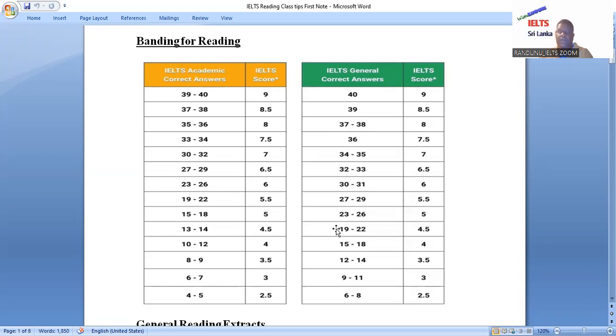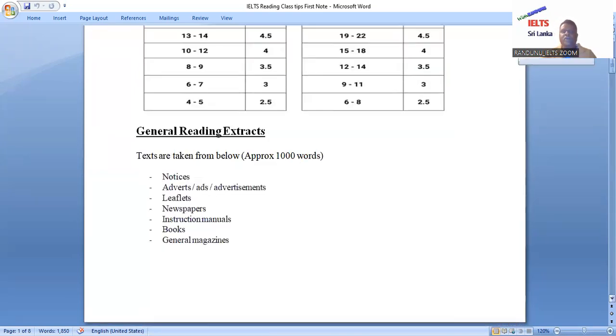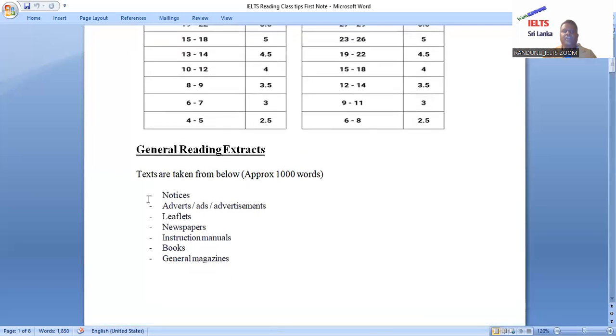Right? Like that, there's a difference in the number of marks you have to get for each particular band. Compared to academic, in general you have to get more marks. So even though general is easier, when it comes to banding, it's hard, no?